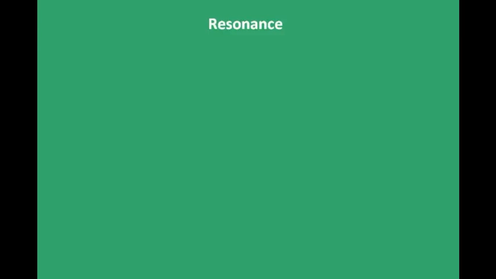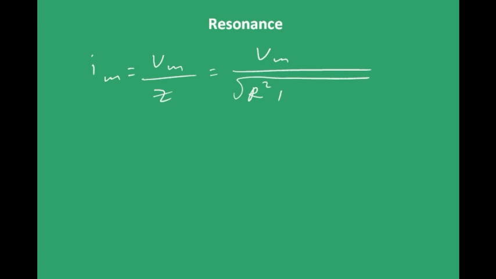Hi friends, in the last video we have seen how an LCR circuit reacts when it is subjected to external alternating voltage, right? For the same case, we have found the Im, the current amplitude, to be Vm by Z. Z is the impedance. So I can write this as Vm by root of R square plus (XC minus XL) whole square. Now there is something called resonance.